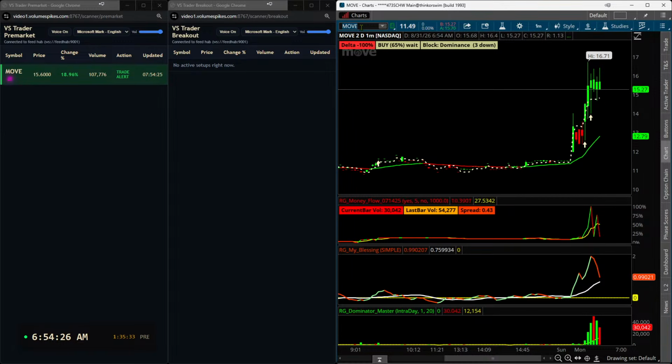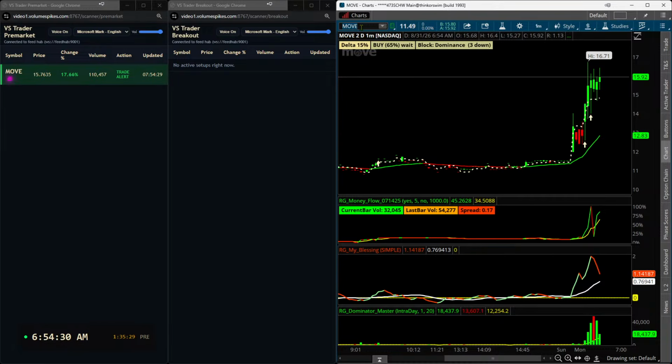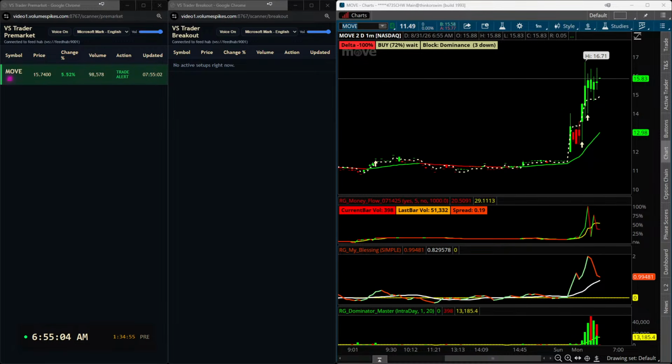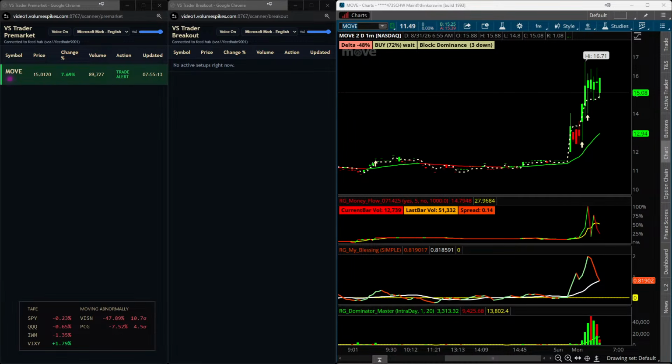MOVE is moving, but not very fast. Nothing being called out in the scans.